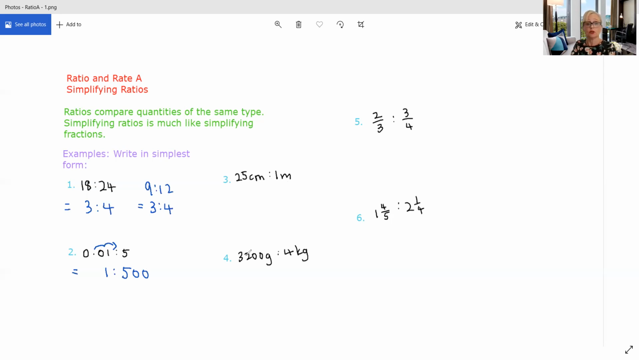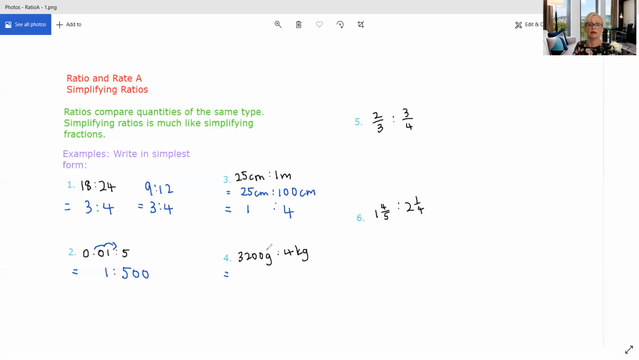If we have different units, like we've got in examples 3 and 4, our first step is to change to the same units. And because we don't want decimals, normally you'll change the bigger unit into smaller units. So 1 metre is 100 centimetres. Once you've got the same units, you can then simplify. 25 goes into 25 once, 25 goes into 100 4 times. So you must have them in the same units in order to drop those units.